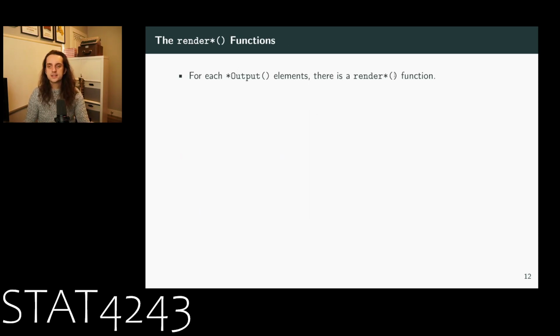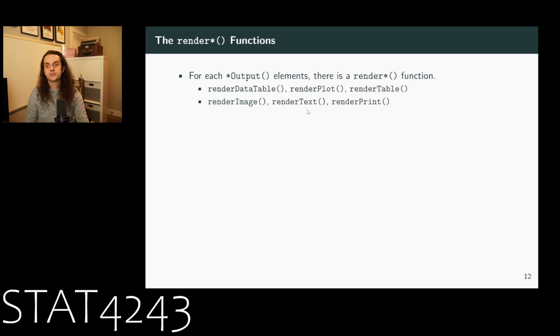So each of these output elements has a corresponding render function. So there's a render data table, or a render plot, or a render table, right? And so all of those are going to correspond to the data table output or the plot output or the table output. There's also render image, render text, render print. These are going to output the different text elements with respect to the different inputs there, right? And then we also have this render UI, and render UI is going to allow you to specify HTML or UI elements directly, right? So we have this one-to-one correspondence just about of all of these, right? And we're going to ultimately hook those up to the output elements.